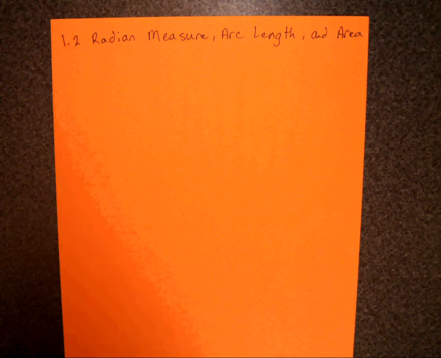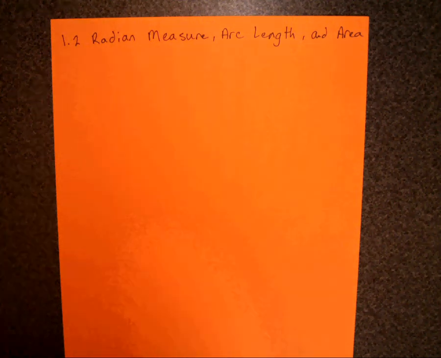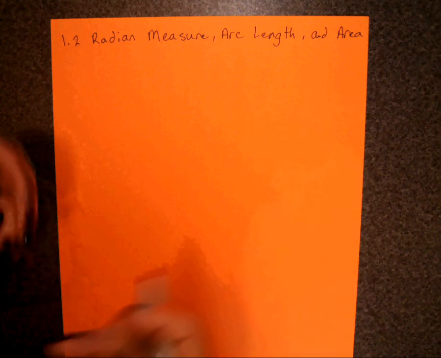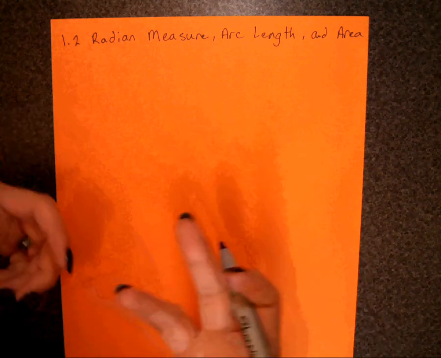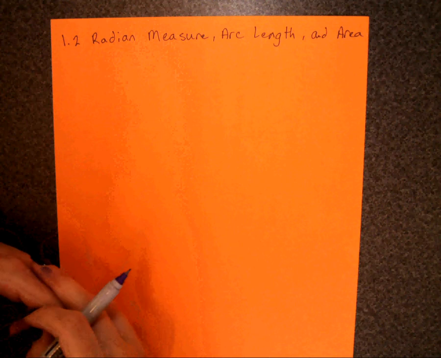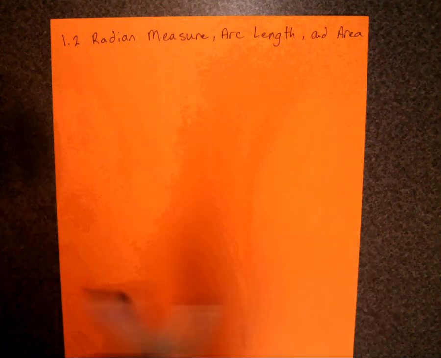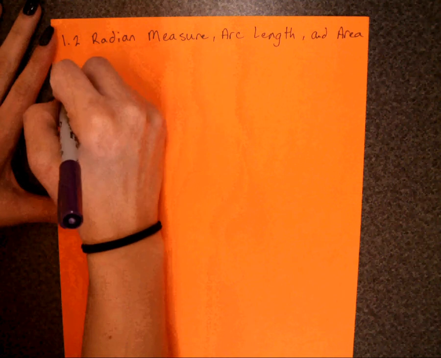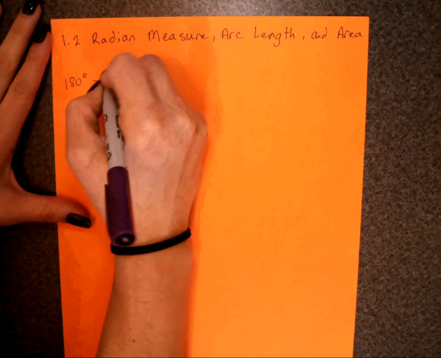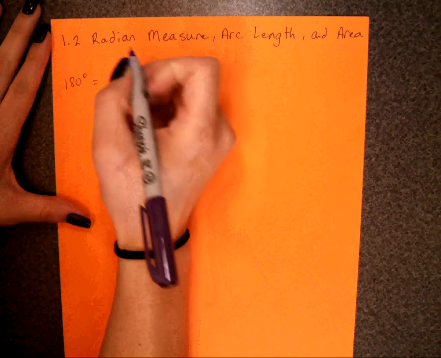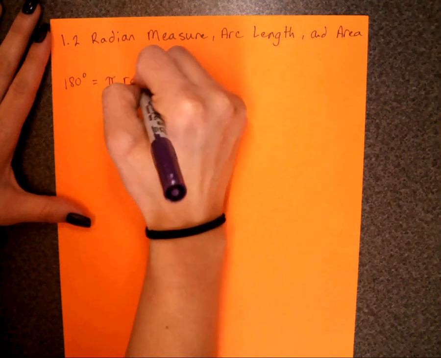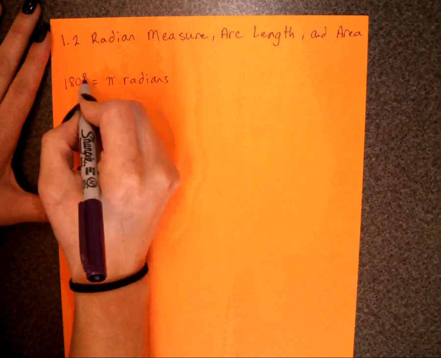Okay, in section 1.1 we looked at degree measure, which is just a unit of measure that we can use to measure angles. In section 1.2 we'll look at radians. There's a conversion between degrees and radians, just like the conversion between inches and feet, or feet and yards. So the conversion is 180 degrees is equal to pi radians.